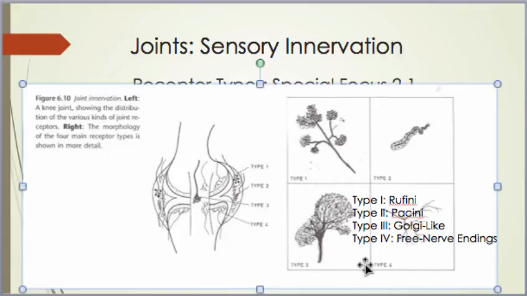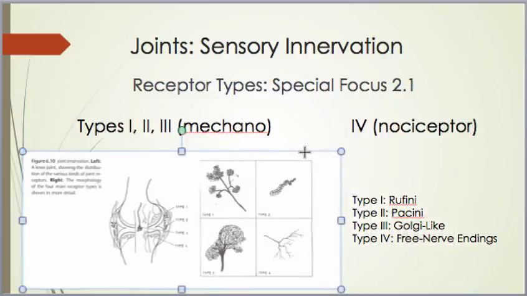And then finally, type 4 are free nerve endings. So that's these little guys right here, and those, of course, give our body information on nociception of pain. So when we stretch that capsule or we injure or twist our knee, it gives us information that we've created some damage and therefore causes us to avoid activity that might make things worse.